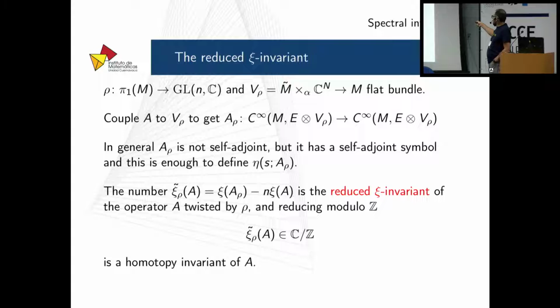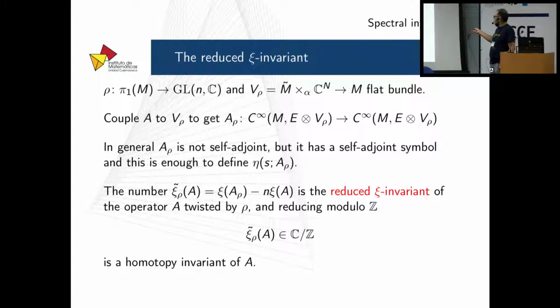And we can couple some self-adjoint elliptic operator to this vector bundle to get a new twisted operator, which acts on the sections of our vector bundle E tensor with this vector bundle B rho. In general, this new operator is not self-adjoint, but it has a self-adjoint symbol, and this is enough to define this eta series. If the representation is unitary, then we get a self-adjoint operator.